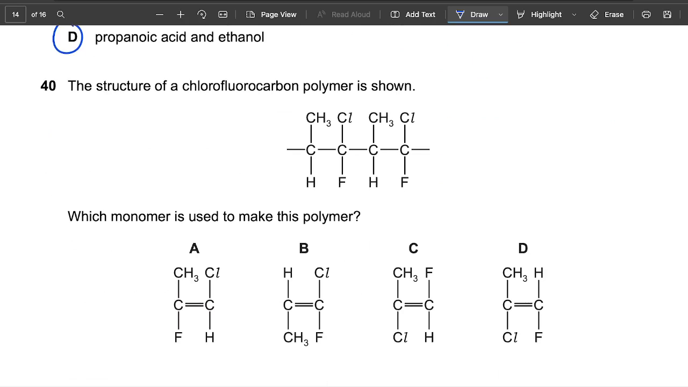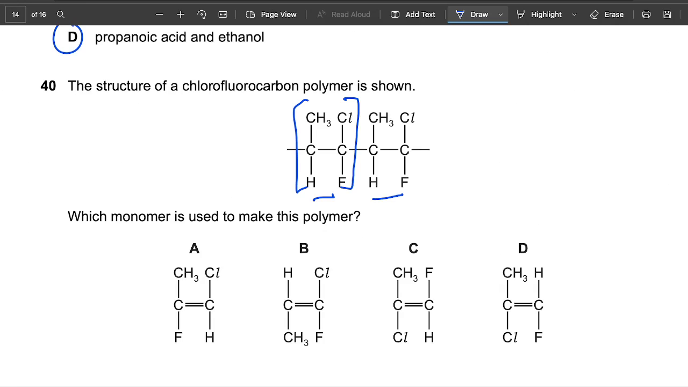It says the structure of a chlorofluorocarbon polymer is shown. Which monomer is used to make this? So we look at the one that's repeating, and you can see this part is repeating. It's repeating, this part repeating, this part then repeating, right? So this is the repeating part.